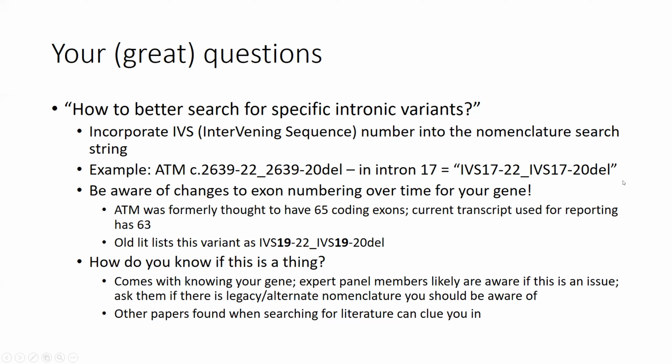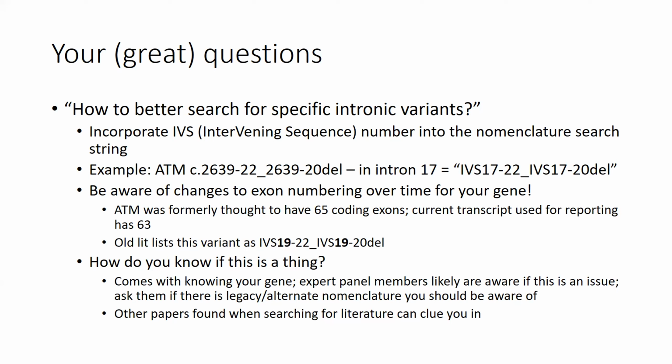When you're using IVS, it's good to be aware of possible changes to exon numbering for your gene over time. So for ATM, this is particularly relevant because once upon a time, ATM was believed to have 65 coding exons. The current transcript that's used for reporting has 63, but old literature will list this variant as IVS 19 instead of IVS 17 based on that old nomenclature information.